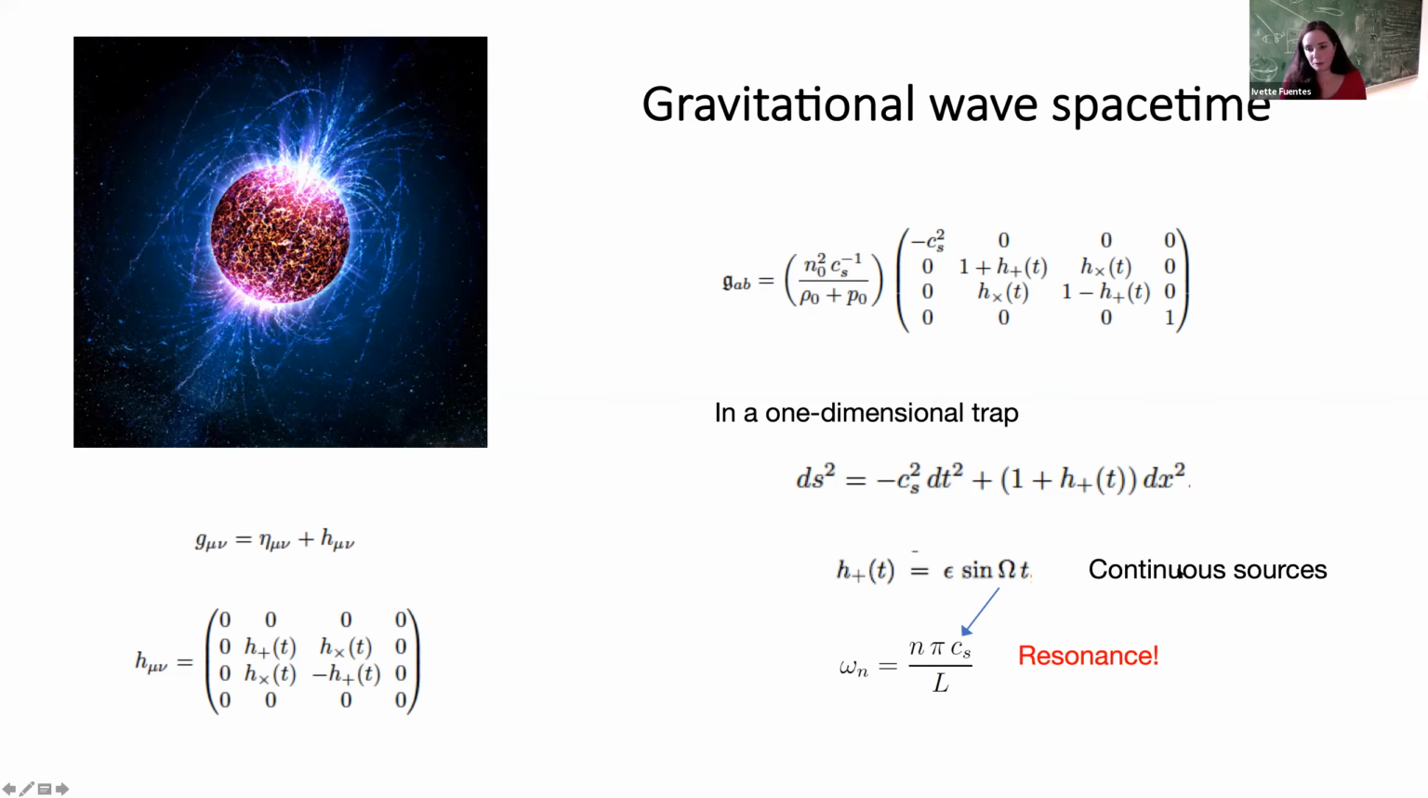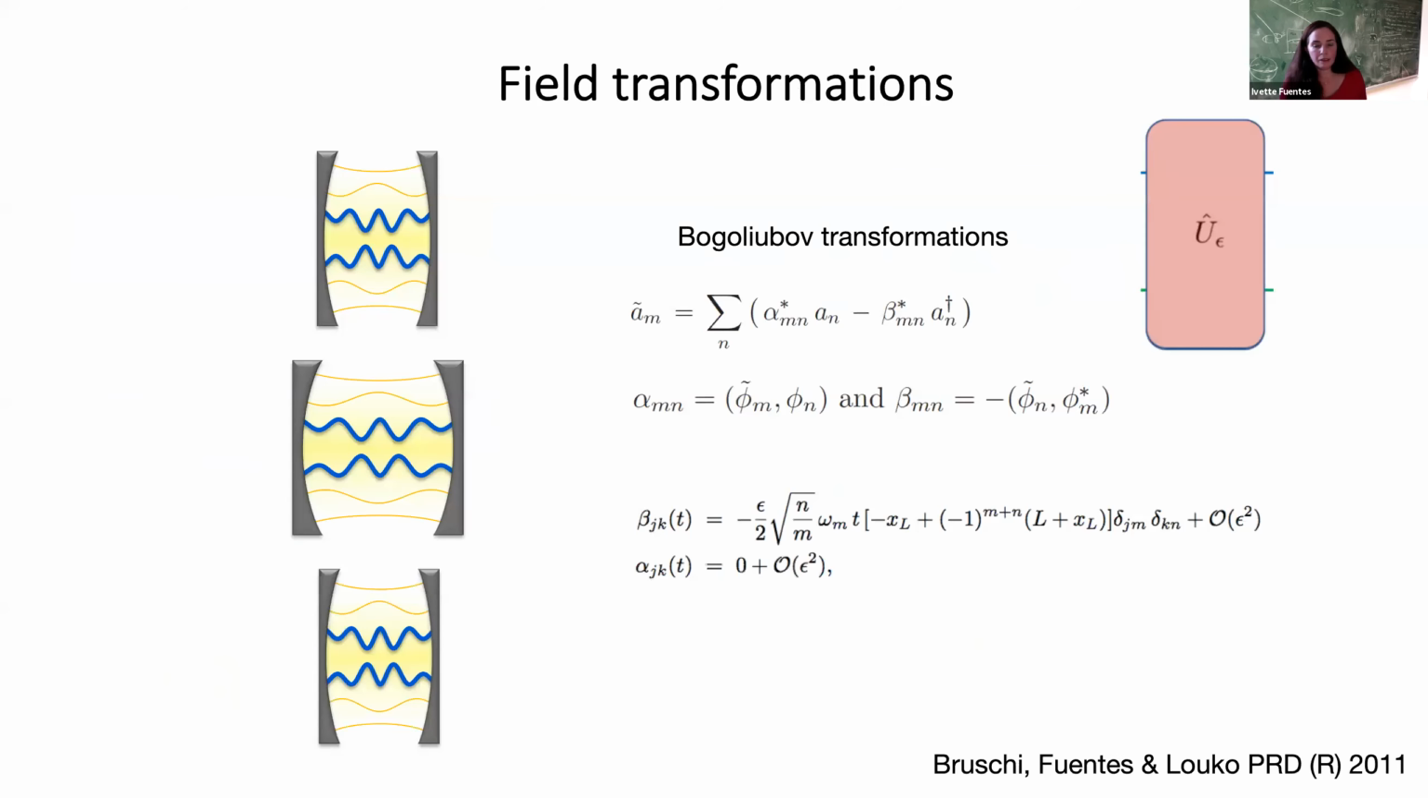So here you can see we're looking at continuous sources, which are monochromatic. This is the amplitude of the gravitational wave, and this is the frequency. And what we're going to do is pick two modes of the phonons such that the sum of the frequencies is in resonance with the gravitational wave. So in order to describe what happens to states of the phonon field when the gravitational wave comes by, we use Bogoliubov transformations to calculate that.